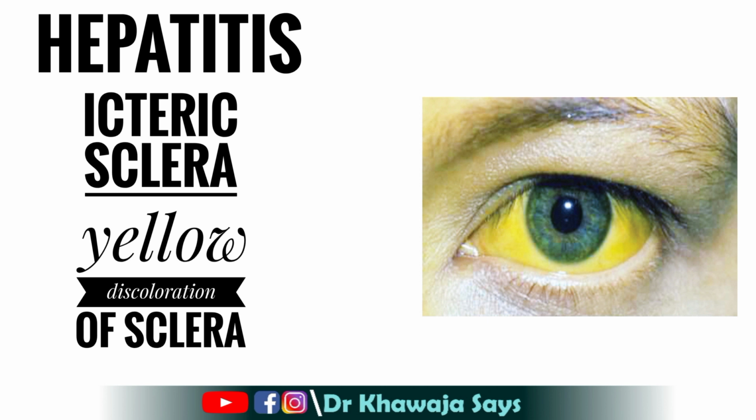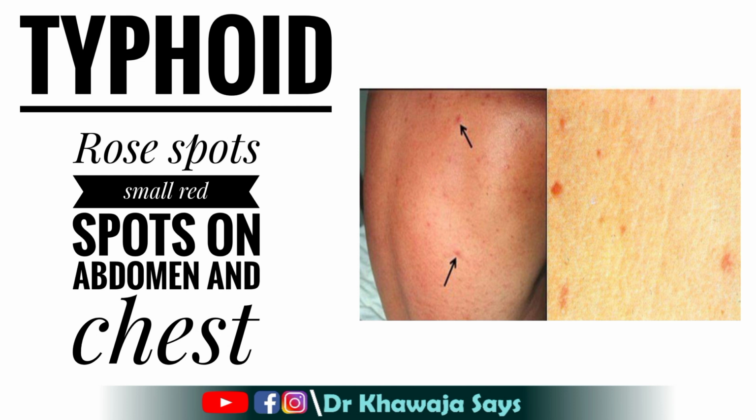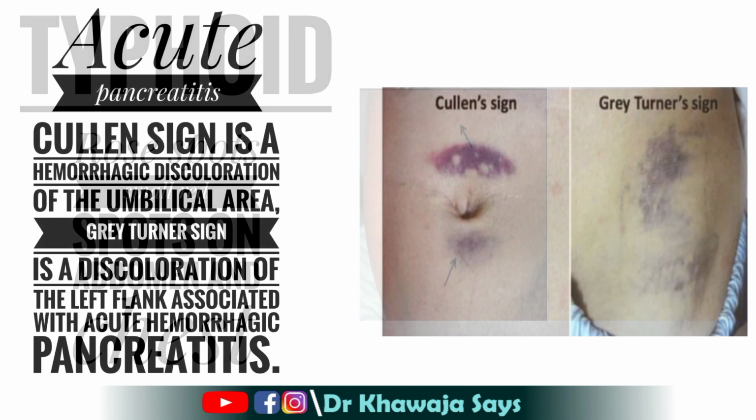Hepatitis. Icteric sclera. Yellow discoloration of sclera. I know you already know that we always examine sclera in sunlight. Typhoid. Rose spots. Small red spots on abdomen and chest.